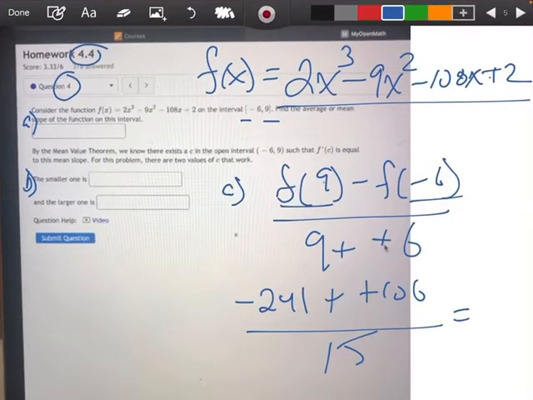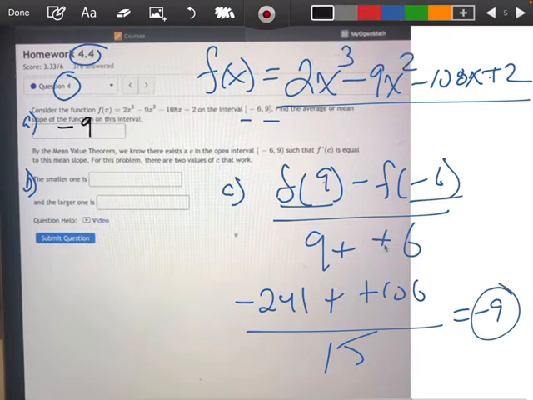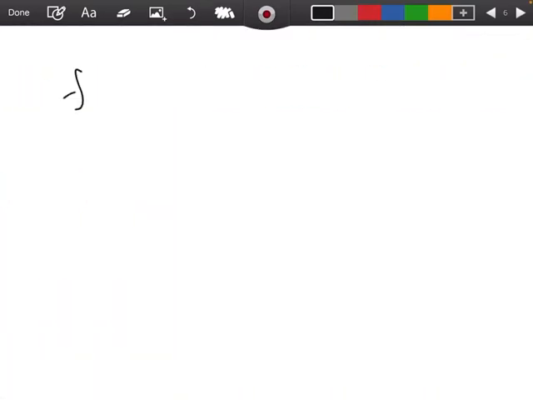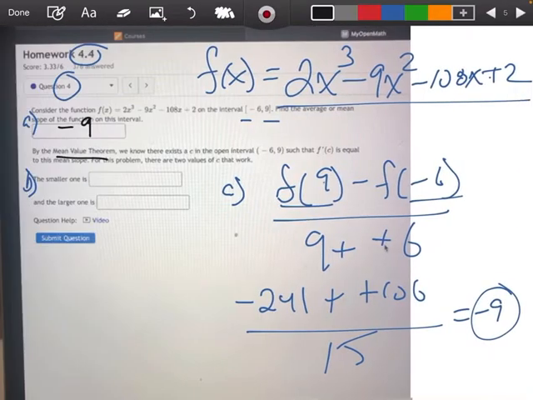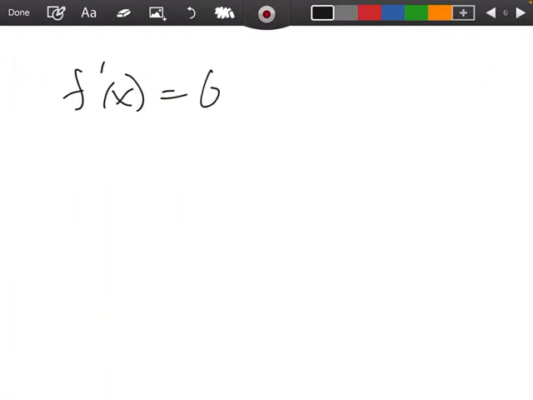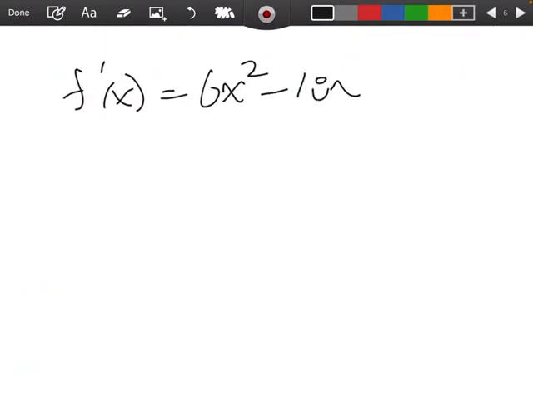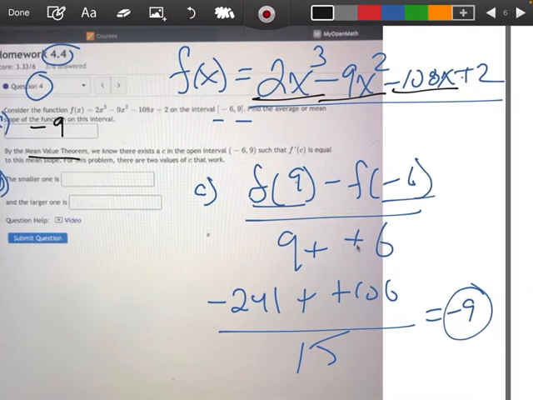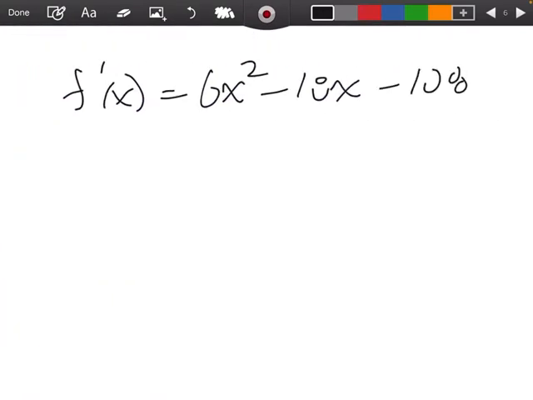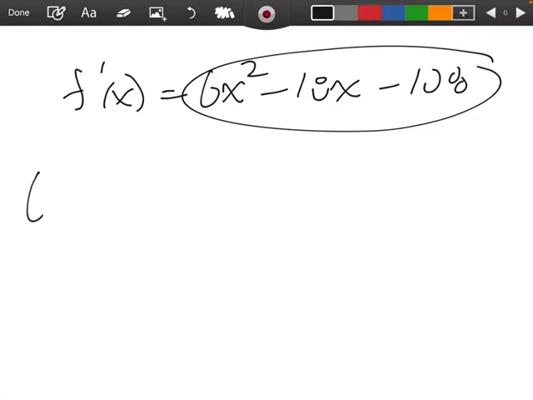So right here, guys, I'm going to write the number negative 9. Okay, now, by the mean value theorem, guys, what I need to do is find f prime at x. So f prime at x is equal to, derivative of 2x to the third is 6x squared. The derivative of a minus 9x squared is a minus 18x. And the derivative of a minus 108x is just a minus 108. And I'm going to take that derivative, 6x squared minus 18x minus 108, and set it equal to the value that we came up with here, negative 9.